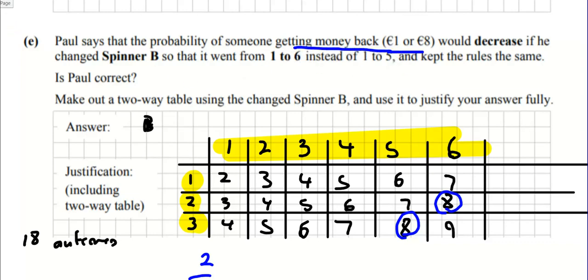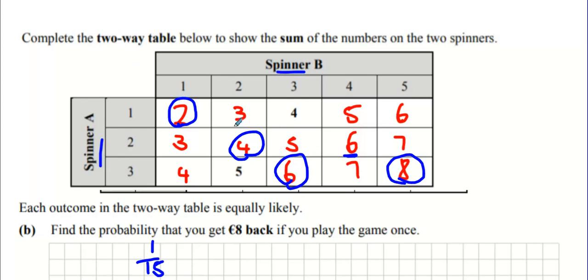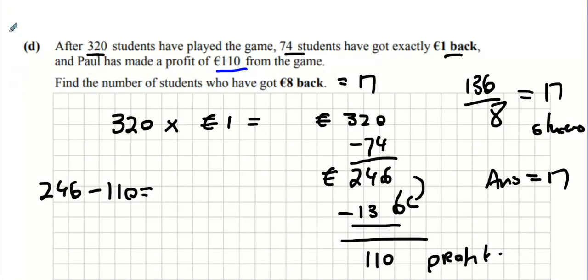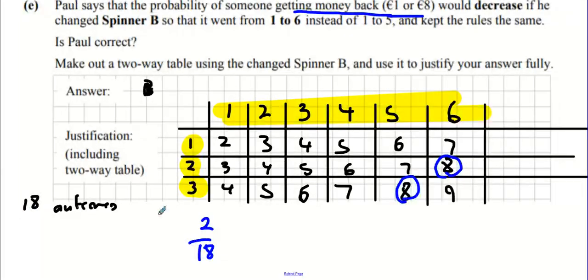So in the last question, this one here, how many ways can you get money back? 1, 2, 3, 4. 4 out of 15. That is how you can get money back on the 15 outcomes. Okay, and on this one we have 1 and 1, 2 and 2, 3 and 3. So that makes it 1, 2, 3, 4, 5. That makes it 5 out of 18.